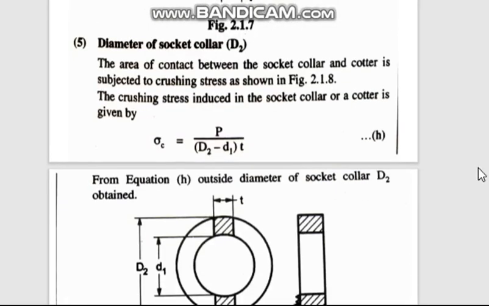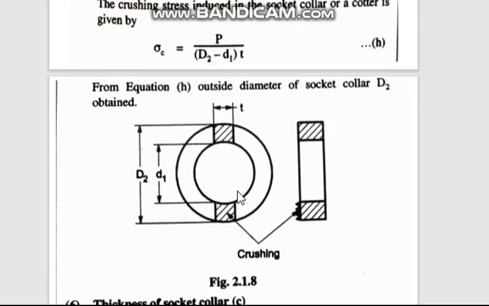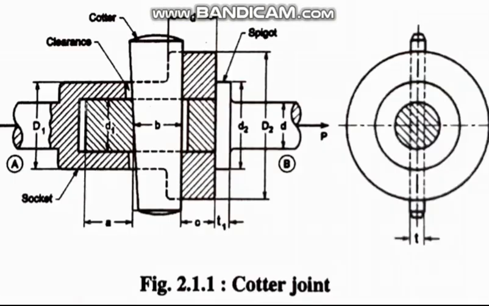The next step is the diameter of the socket collar. Socket collar, I have shown you in the animation how it is failing. The area of contact between the socket collar and cotter is subjected to crushing stress. Sorry, this was not there in the animation. This is failing in crushing. One minute, I will show you the figure. Yeah, this is the figure.